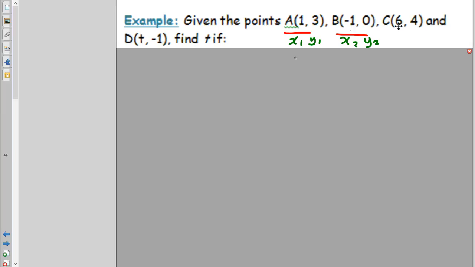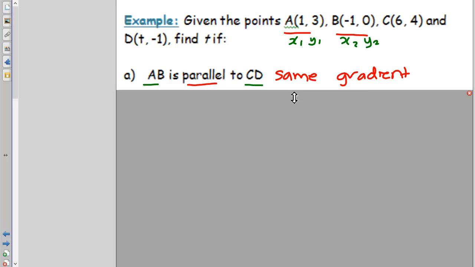We've got these 4 coordinates, but it's coordinate D where t is missing. Find t if AB is parallel to CD. So remember, if they're parallel, then they have the same gradient. But what is the gradient of AB? That's something we would need to work out first. AB, so label AB x1, y1, label x2, y2, and then plug them into the gradient formula, rise over run.